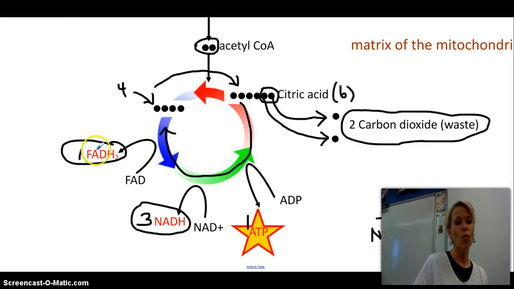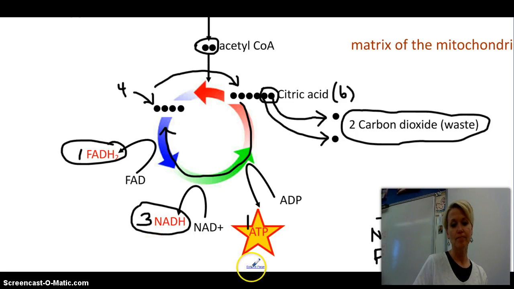Then we made 1 FADH2, so I'm just going to call that F for right now. We made 1 FADH2, but again we have to multiply that times 2 for that other pyruvate, and that's going to give us 2. So in the Krebs cycle we have made 2 FADH2.